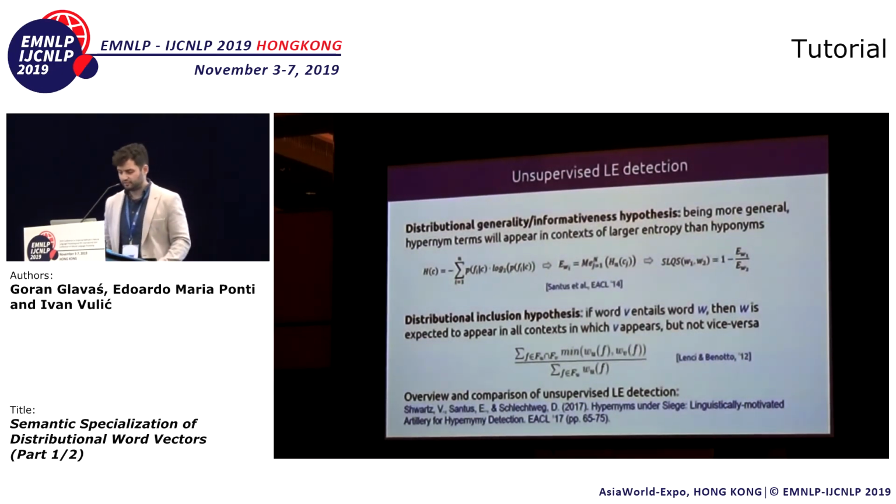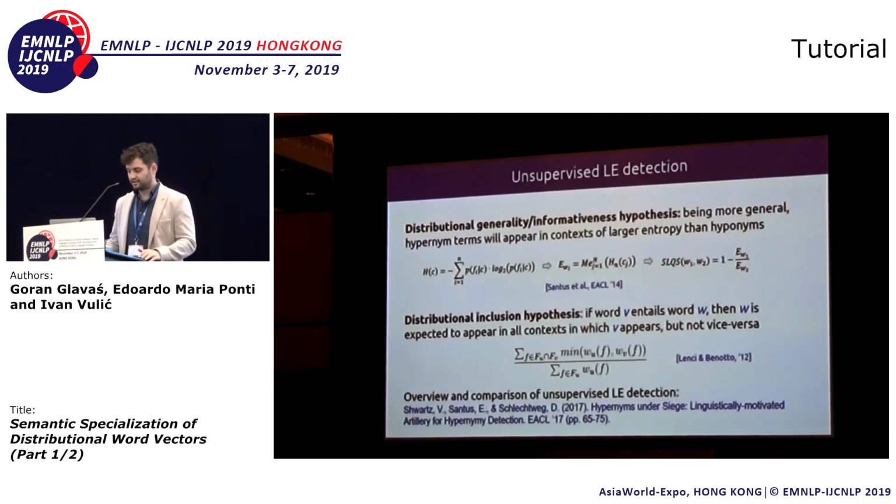The distributional generality hypothesis, as an unsupervised method or a measure of lexical entailment, simply codifies that if you have a hypernym and a hyponym, then the hypernym, being more general, will appear in many more different contexts than the more specific terms. So the hypernym context will inherit all the hyponym contexts, and it will have a larger entropy than the hyponym. So other than similarity, you can compare the entropies of the vectors and figure out which one is the hyponym.